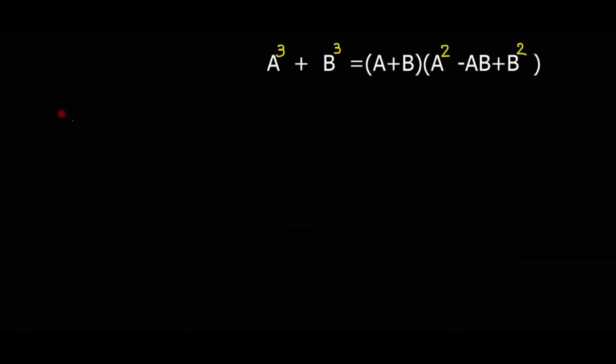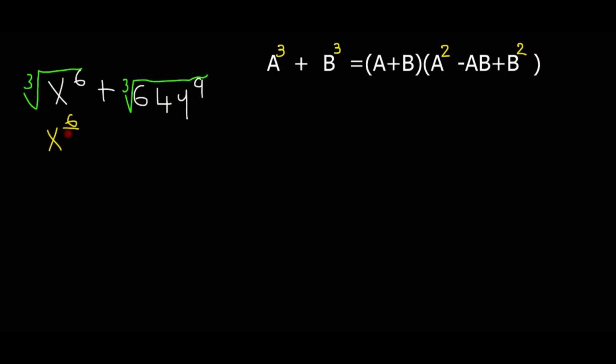And then what about this one? X to the power 6 plus 64 y to the power 9. We have two terms separated by a plus sign, so this means we must check that those terms are perfect cubes. So we are going to try to find the cube root of this one, and then do the same thing for this one. So when we want it for this one, remember this is just x to the power 6 over 3.